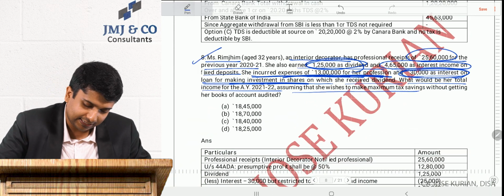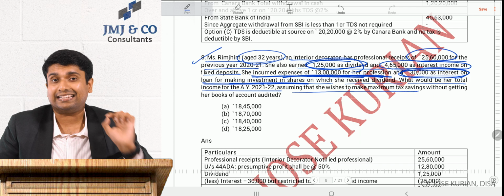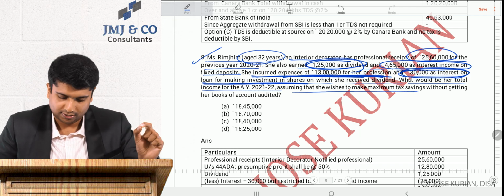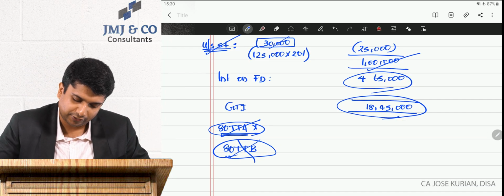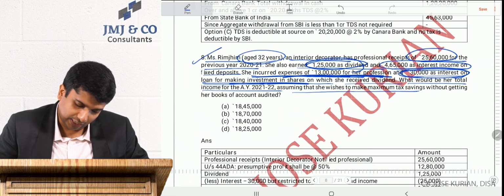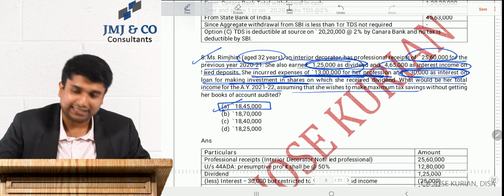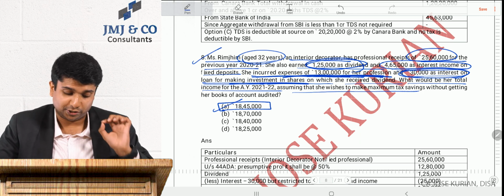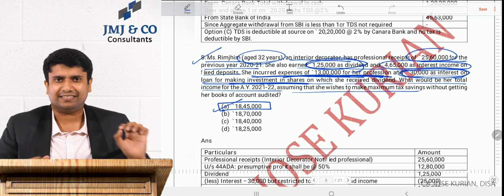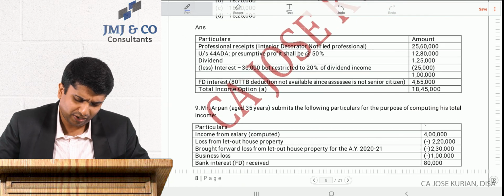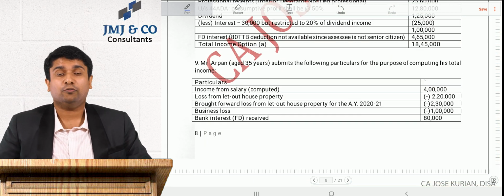Why? Because as I see, the age is only 32 years and that interest income is from fixed deposit. Alright, and hence 18,45,000 will be the total income. Now what they are asking, 18,45,000 is option number A, and that is the final answer to that particular question. I think it is clear. It's an easy question only. Alright, so without wasting time, friends, let's move on to the next question.